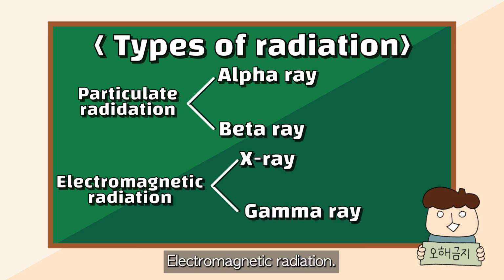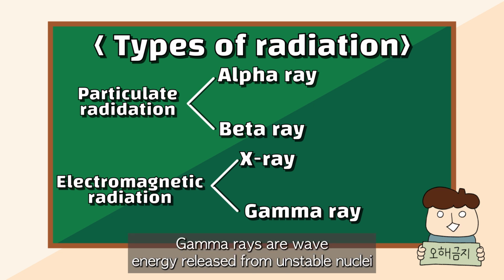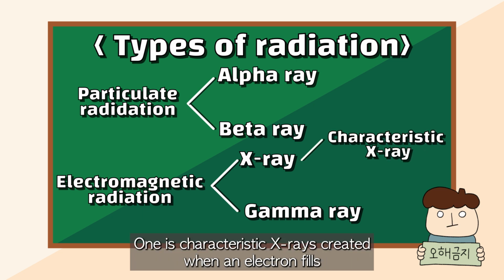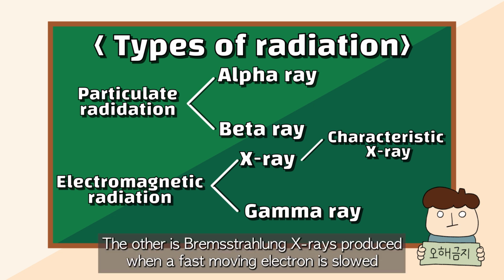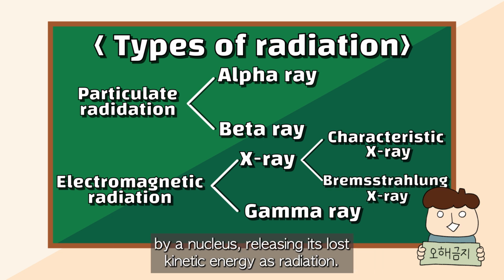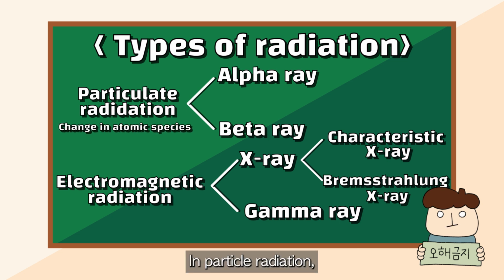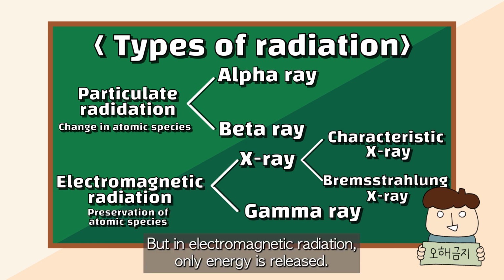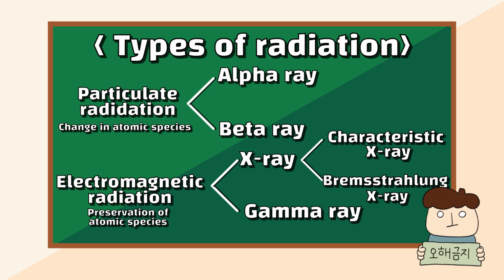Electromagnetic radiation includes gamma rays and X-rays. Gamma rays are wave energy released from unstable nuclei as they move to a more stable state. X-rays are produced in two ways. One is characteristic X-rays, created when an electron fills a vacancy in an inner shell. The other is Bremsstrahlung X-rays, produced when a fast-moving electron is slowed by a nucleus, releasing its lost kinetic energy as radiation. In particle radiation, the number of protons changes, so the atom becomes a different element. But in electromagnetic radiation, only energy is released. The element stays the same.